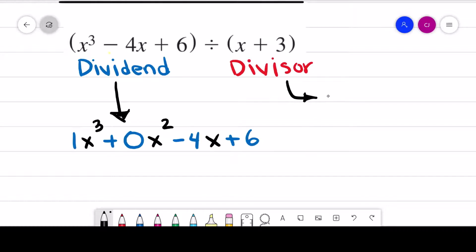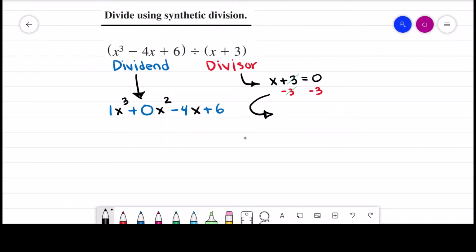So I need to make it equal to 0. So I'm going to say x plus 3 is equal to 0. And I'm going to solve for my x value. This x value, or k value, whatever you want to call it, is going to come in very handy when you go through the synthetic division process, because you're going to need it. So I'm going to subtract 3 from both sides. Okay, and this is going to cancel out. So I'm going to be left with x equals -3.